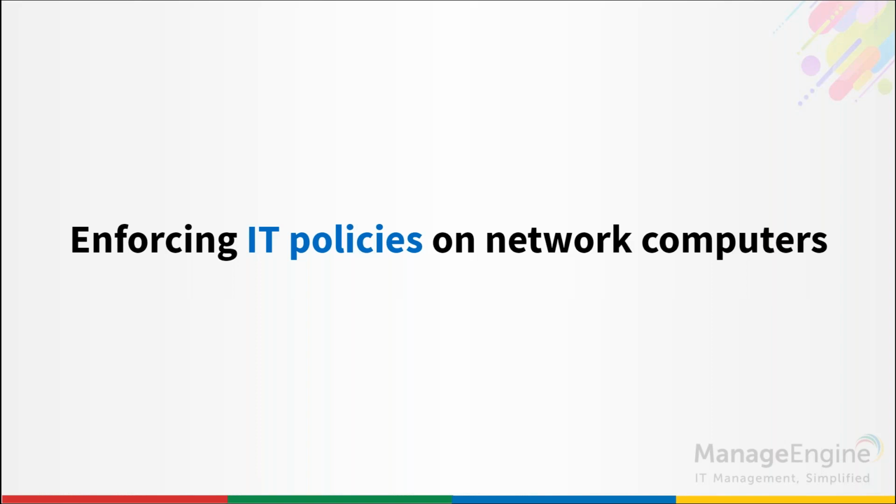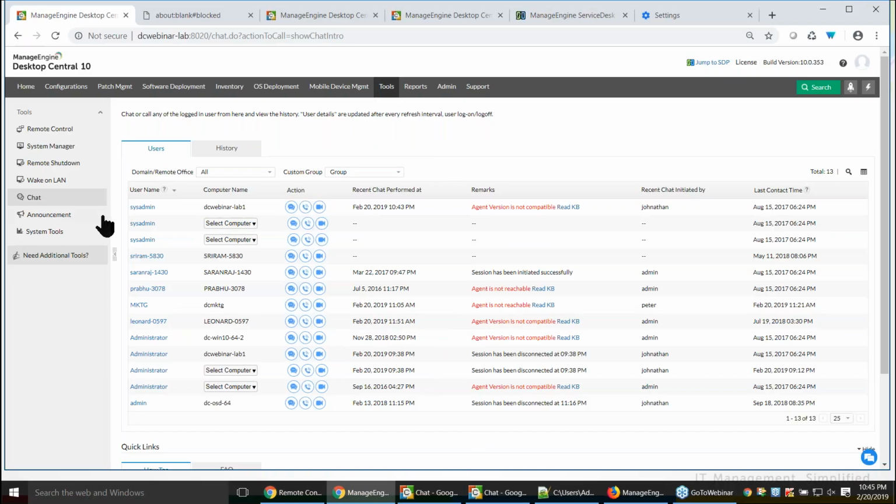Okay. So here's the next option, which is enforcing IT policies on network computers. Let's take another scenario. To reduce the wastage of power in my organization, my department has planned to shut down the computers after business hours and also to wake up the machines before the production hours. So what are the options available to enforce these IT policies in Desktop Central? Let me show you the options in the console.